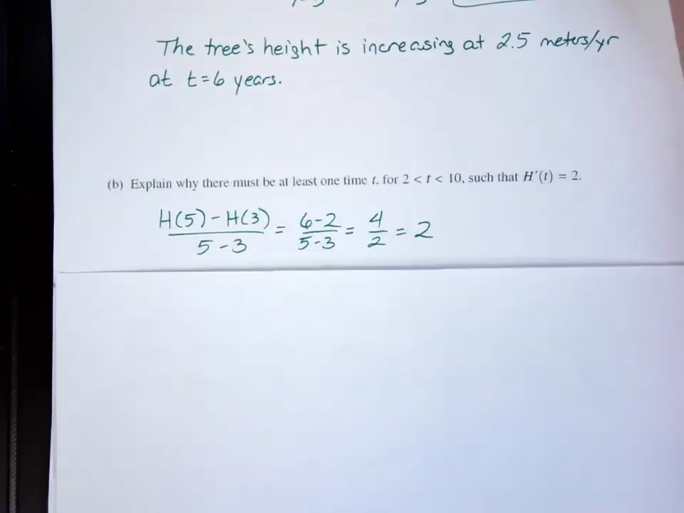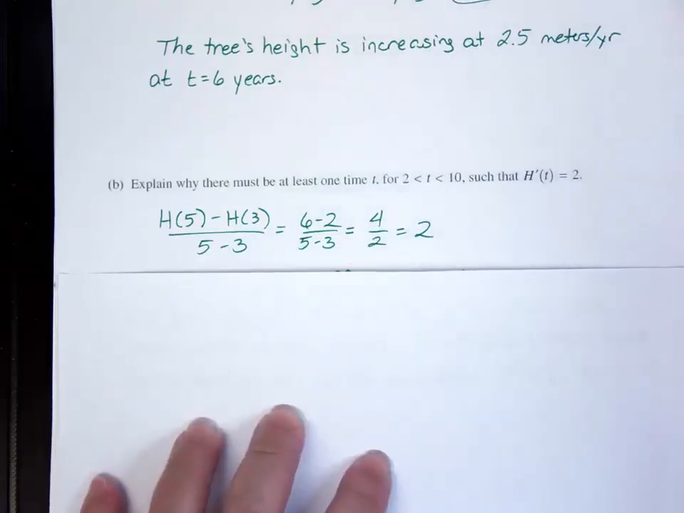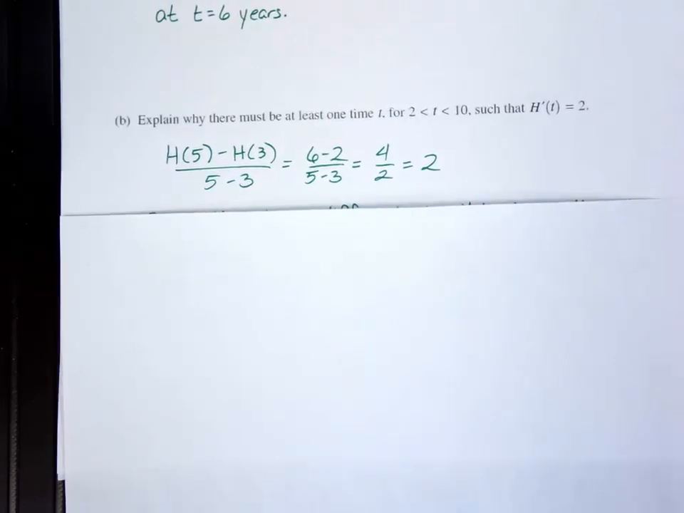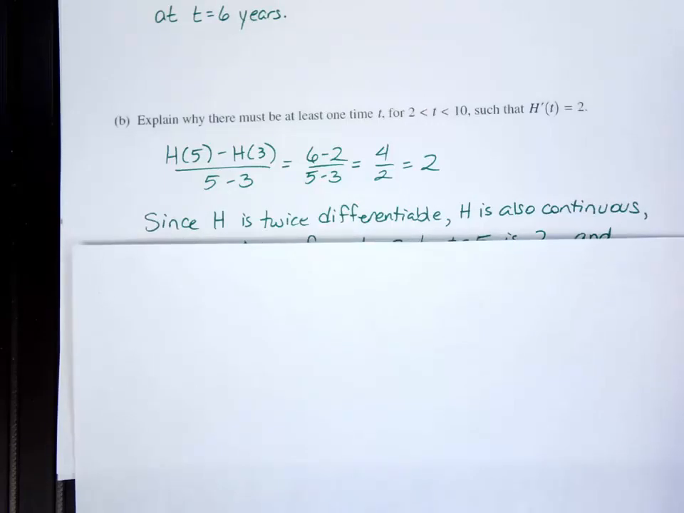The first thing I did was show the AROC step. h of 5 minus h of 3 over 5 minus 3 ends up being 2. And so, when it comes to justifying using a theorem, it is important that you show that the hypothesis holds. Now, before I reveal what I've written below here, you need to remember that for mean value theorem, the function in question must be continuous and differentiable. Now, the directions at the beginning of the problem said it was twice differentiable. So the differentiable end of it is covered. But they said nothing about continuity, and that's where you have to say it. Since h is twice differentiable, h is also continuous. That must be there in order to get the point.